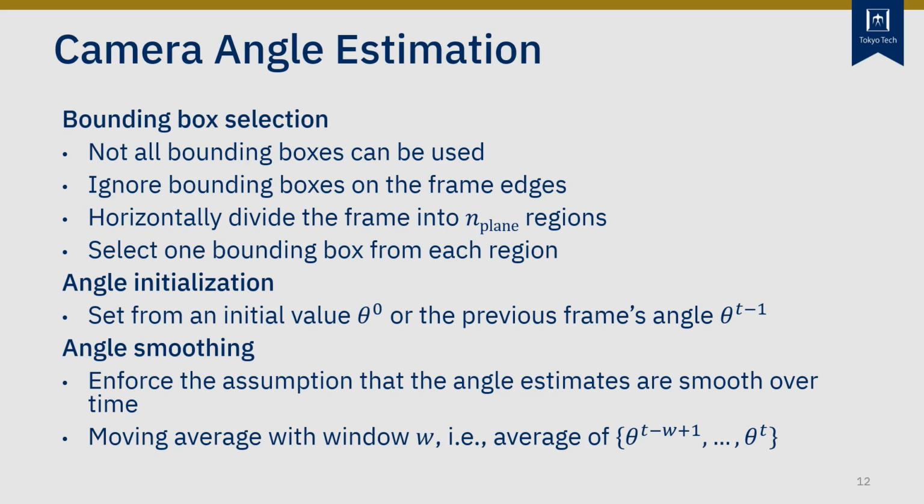For angle initialization in the beginning of each frame's processing, we set an initial value θ0 for the beginning frame, then afterwards we use the previous frame's angle θt-1. After we get the optimal angle, we perform angle smoothing to enforce the smooth angle assumption. We perform moving average on the angle with the window W to the past.